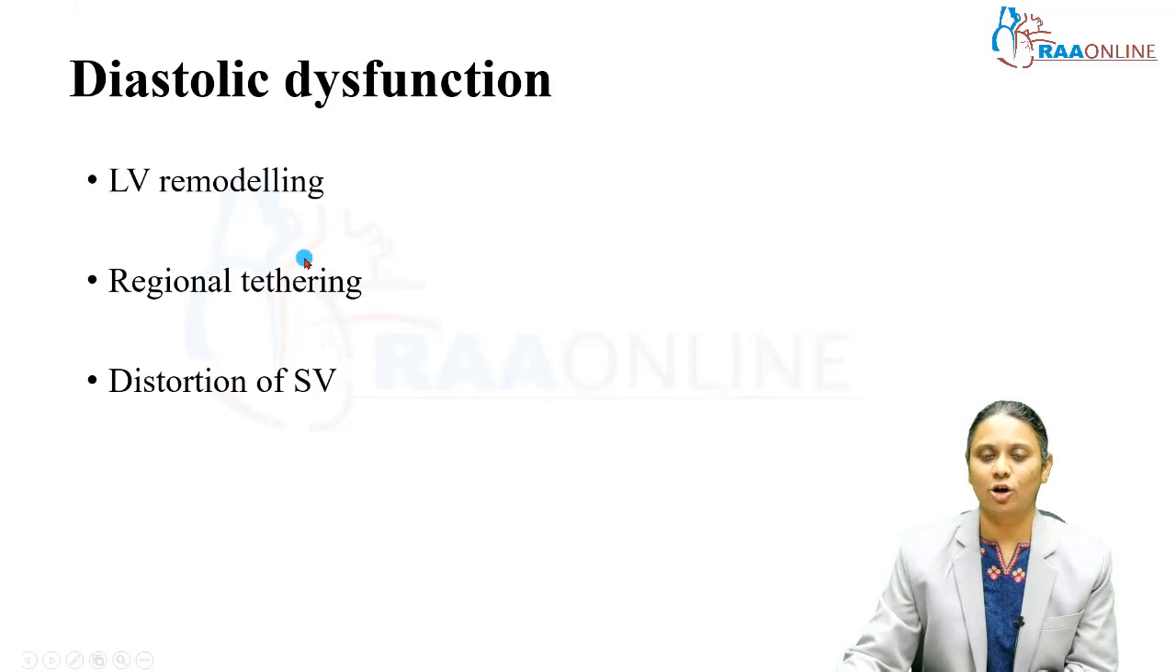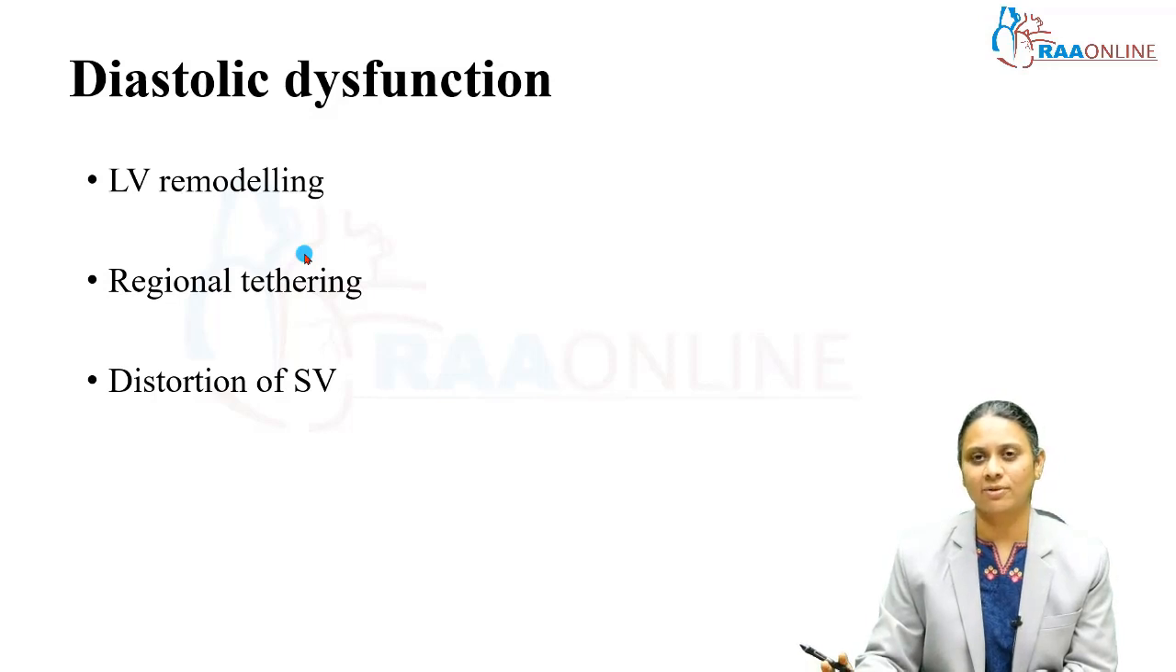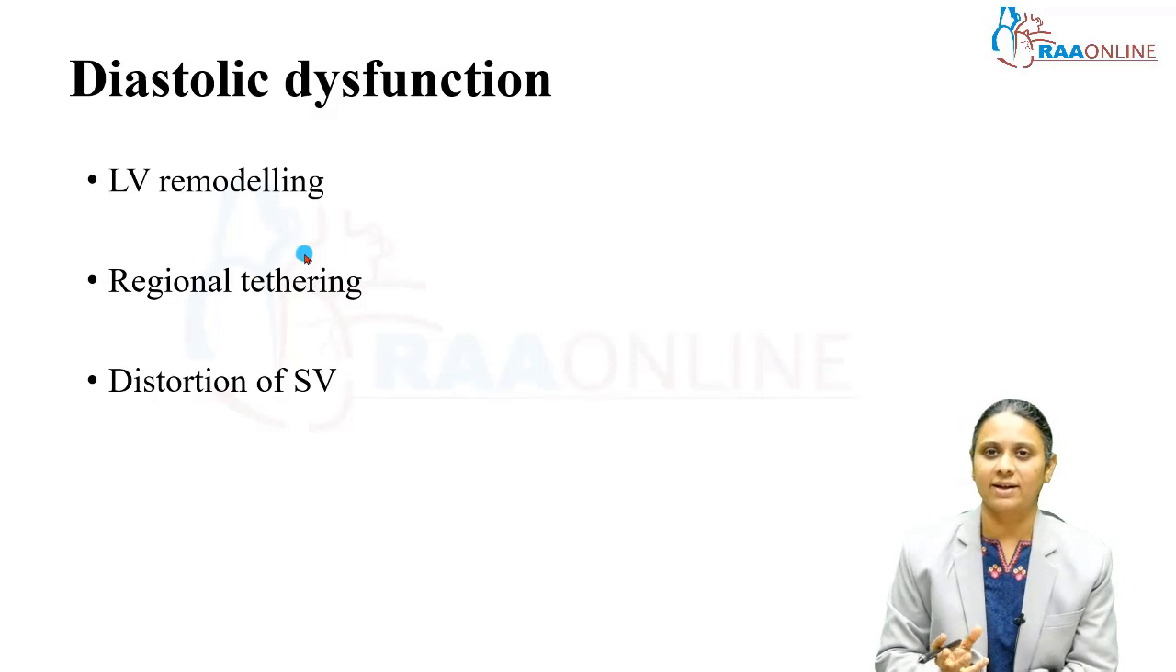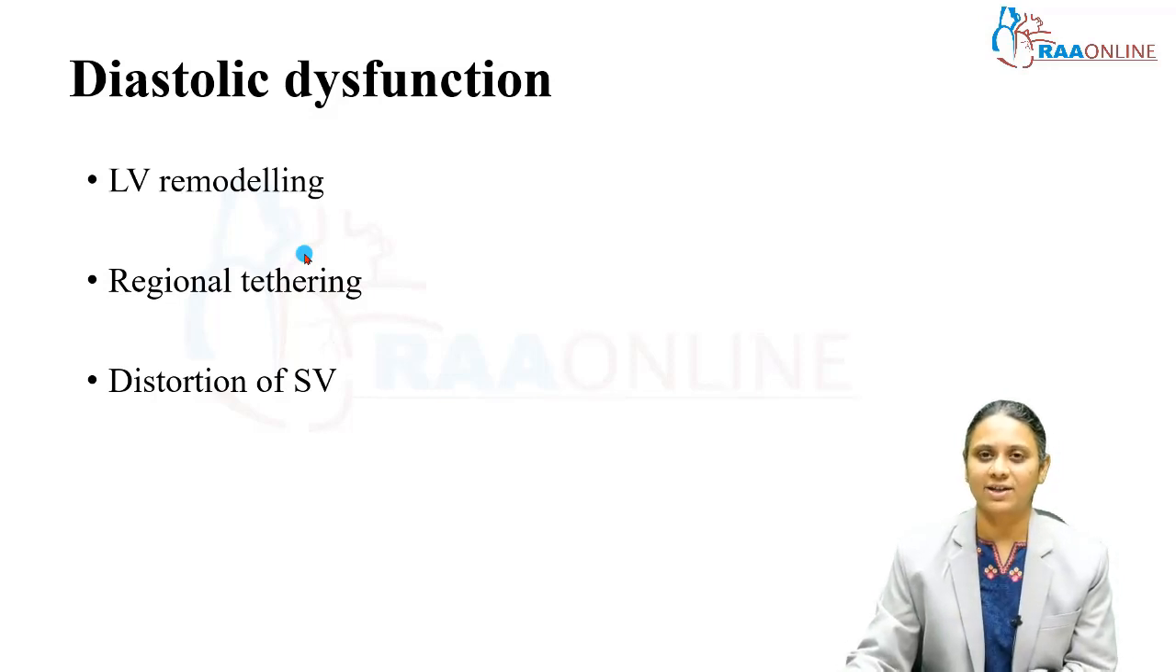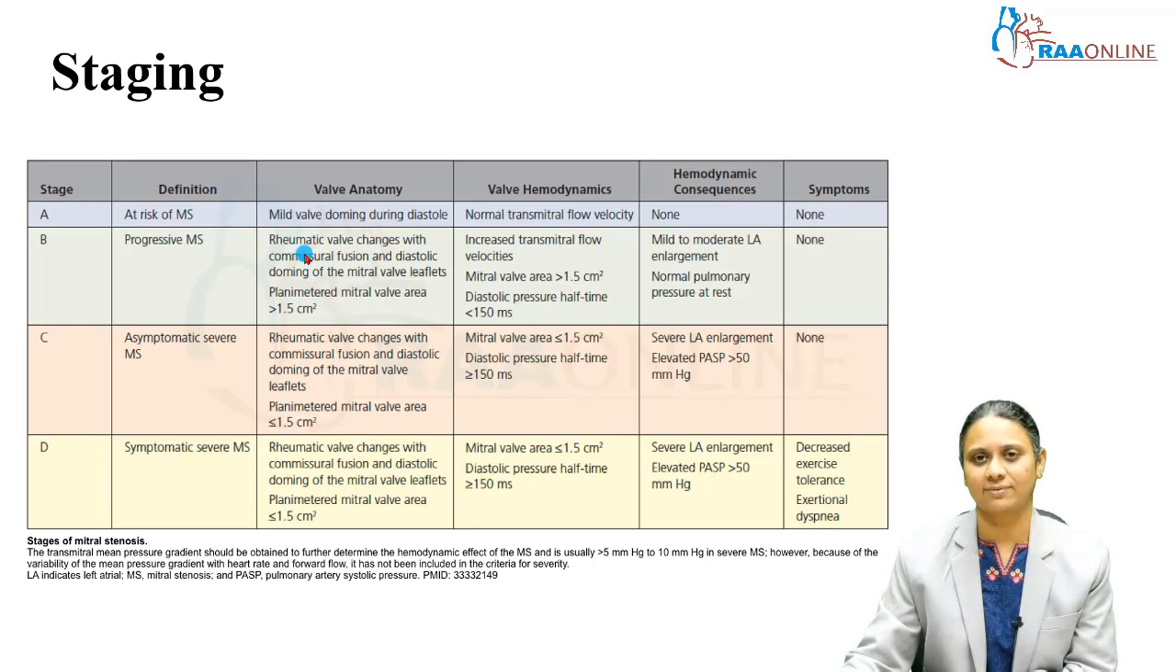There is a drop in diastolic function also because of LV remodeling, with a stiffer LV endomyocardium because of fibrosis along with the subvalve apparatus, resulting in diastolic or filling problems. Regional tethering and distortion of the subvalve apparatus also result in diastolic dysfunction.